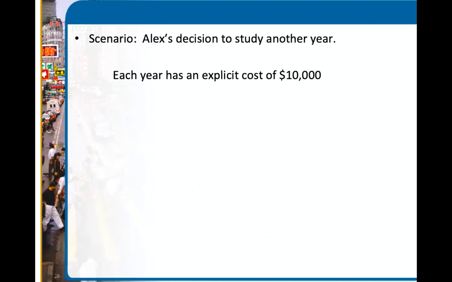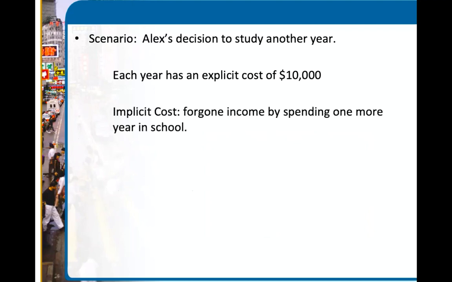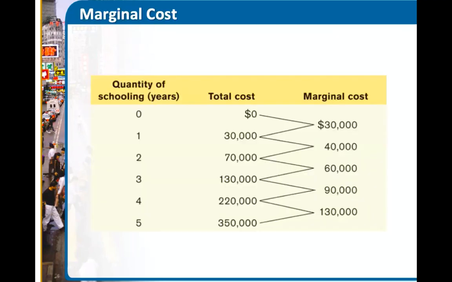That's the explicit cost of going to school. And the implied cost will be anything that he's foregoing, such as income, any other leisure activities, when he's spending time in school. If he considers both of those costs, it may be substantial. The total cost, for example, of no schooling, in this case, is 0. He doesn't have to pay tuition, and he can go into the labor market right away.